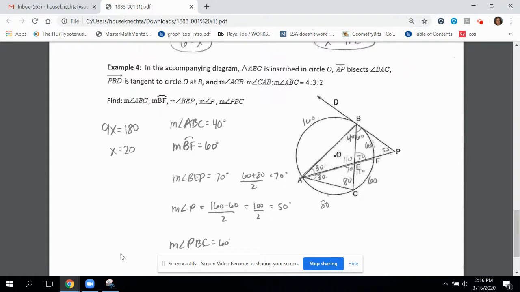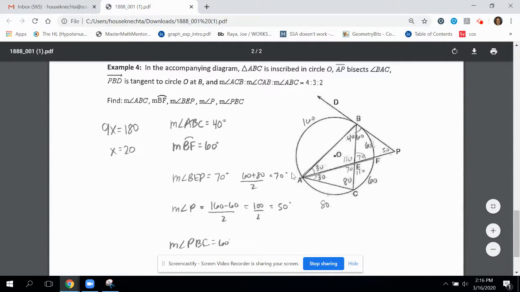That's where I could outline the arcs across. So I'm going to say I have this arc of 60 plus across from the other side of the angle, 80, across from the 40 for the inscribed angle. Add those together and divide by 2. That's the rule for the random inside angles. So that was 70. And then they want this angle out here, P.